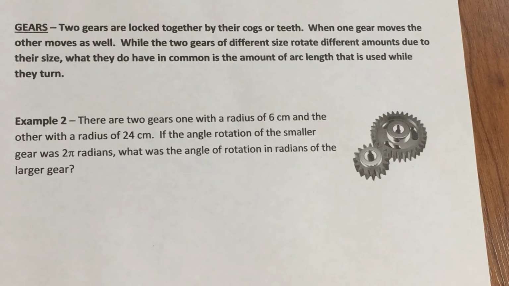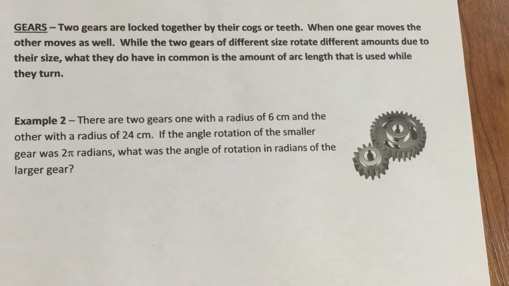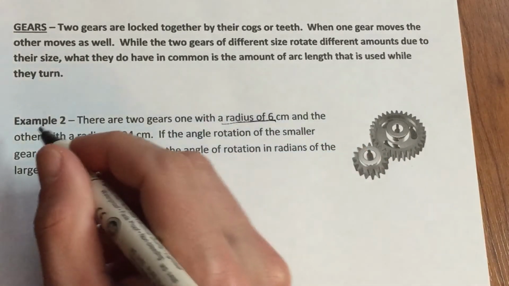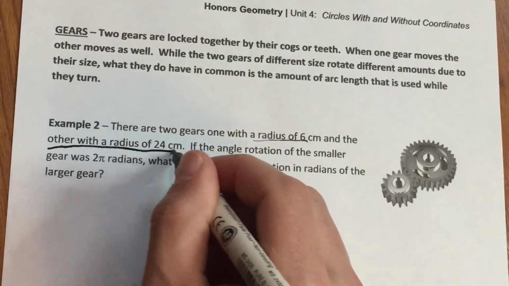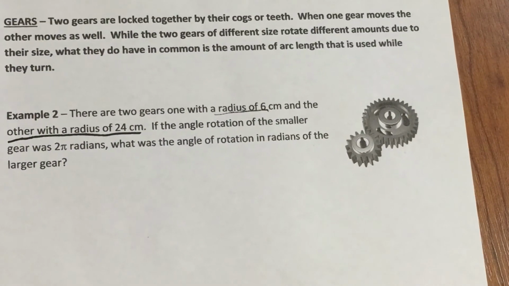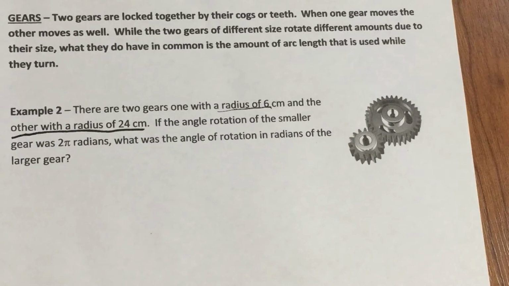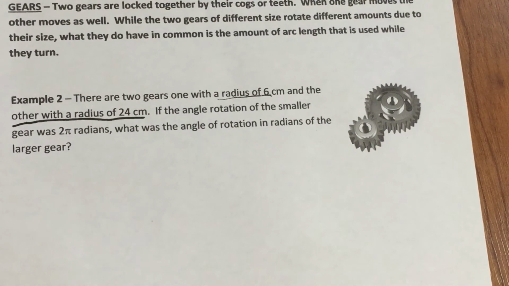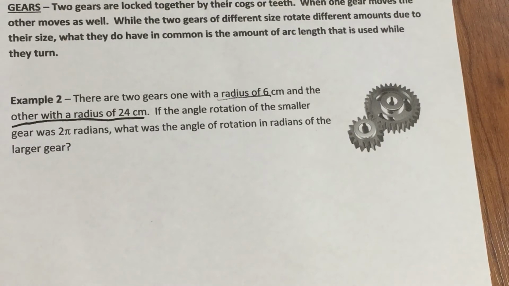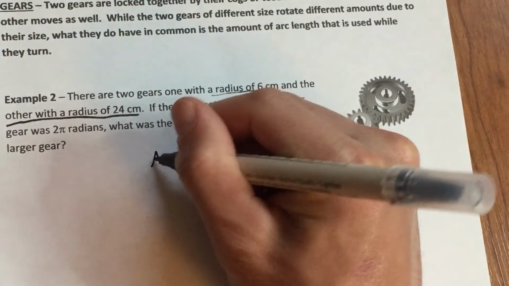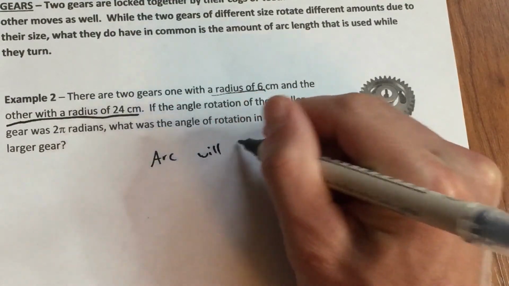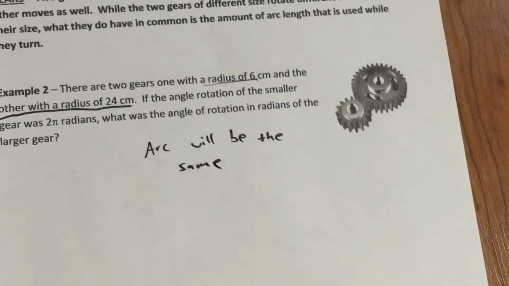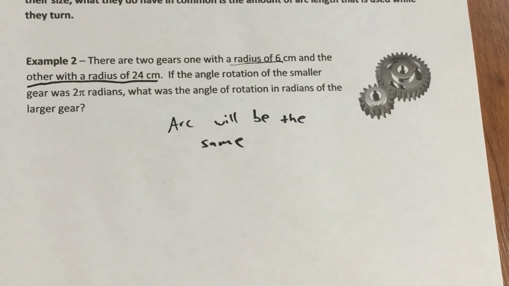There are two gears, one with a radius of 6 centimeters and the other with a radius of 24 centimeters. So this is the radius of my smaller gear and the radius of my larger gear. If the angle of rotation of the smaller gear was 2 pi radians, what was the angle of rotation in radians of the larger gear? So remember we said the arc length will be the same. So that's a very critical part for these type of problems. The arc length will be the same.